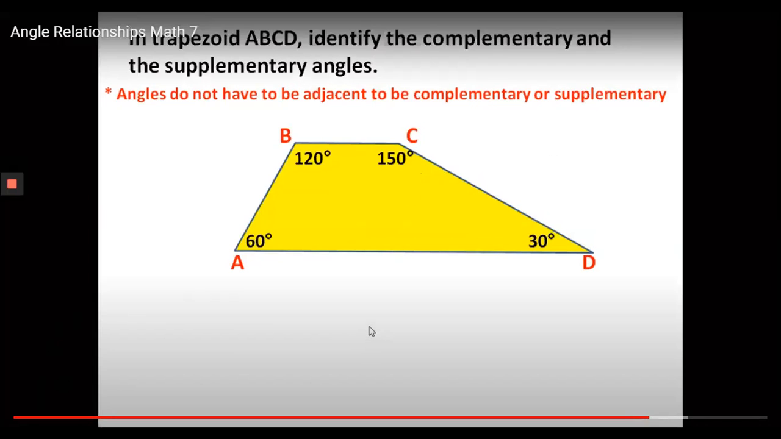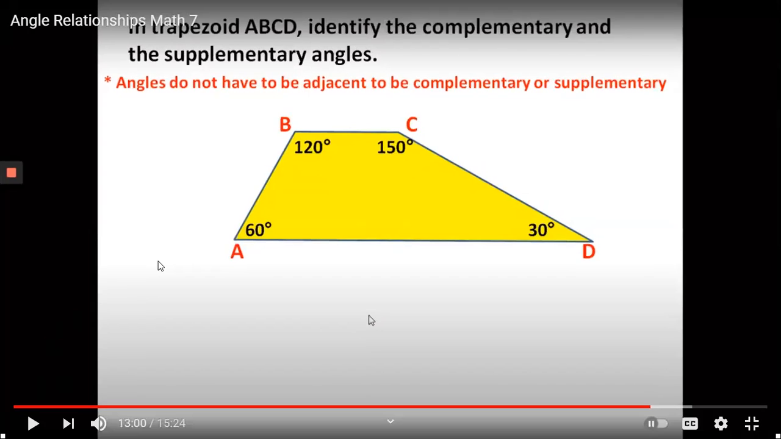Okay, could you please give me 2 angles that are complementary? In this trapezoid, we wrote an angle 60. Which 2 angles? Tell me the names of the angles. A and B. A and D. Yes, very good. So angle A and angle D is an example of 2 complementary angles.